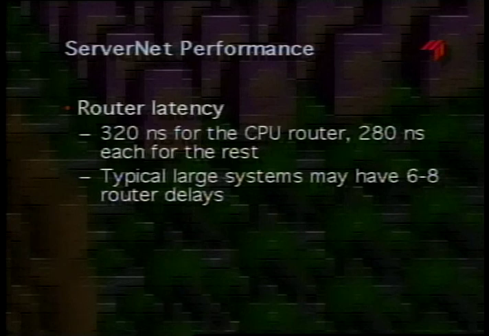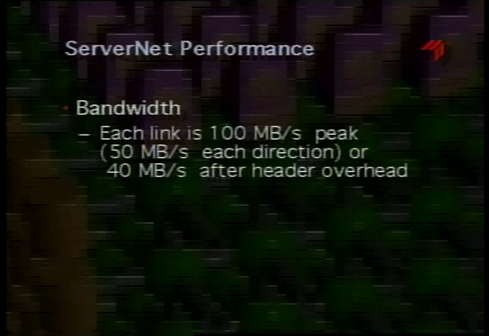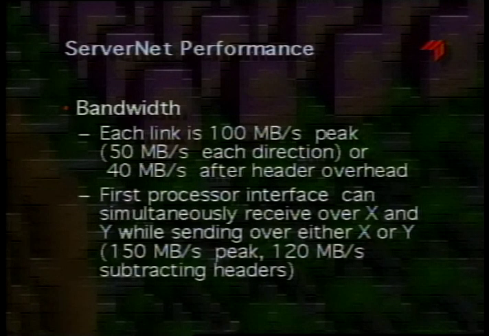In the first implementation, the bandwidth of each link is 100 megabytes per second. That's 50 megabytes in each direction. Or if we remove the header overhead, that's about 40 megabytes in each direction. The first processor interface can simultaneously receive packets over both the Y and the X networks while sending over one or the other. So that's a total of 150 megabytes peak, or 120 megabytes if we subtract the headers. Future processor interfaces will add more ports and allow simultaneous send and receive over all the ports.